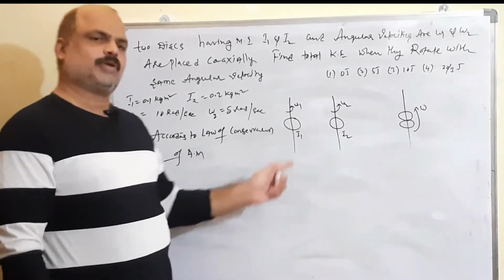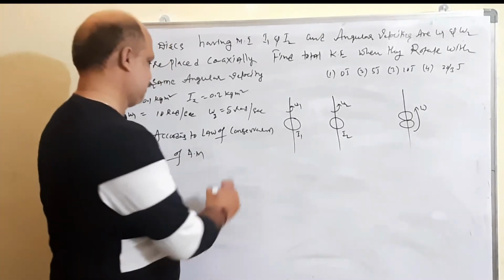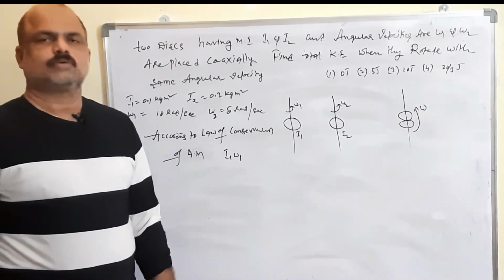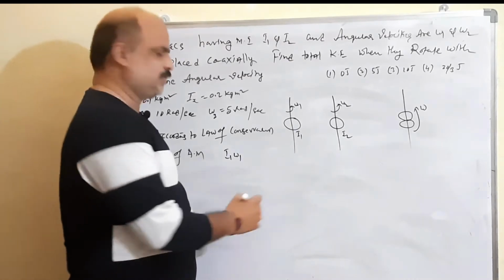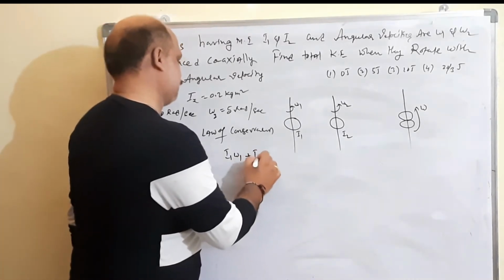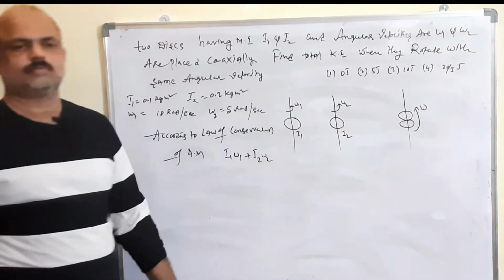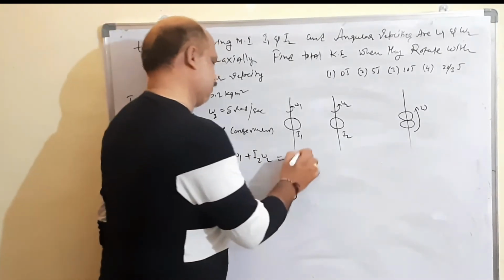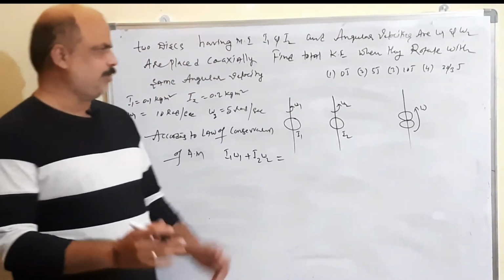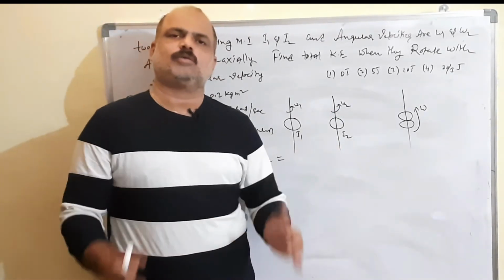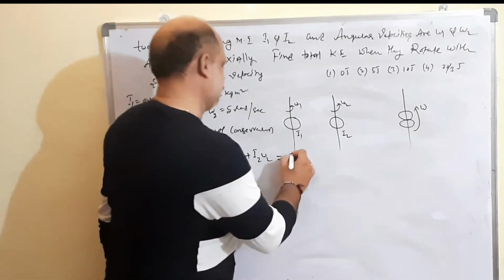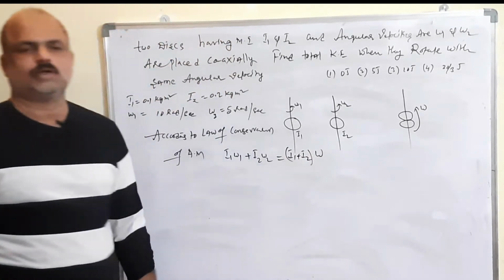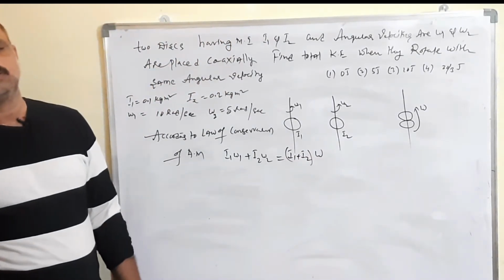what is the angular momentum of the first disk? I1 omega 1. What is the angular momentum of the second disk? I2 omega 2. That is equal to, when they are placed coaxially, the total moment of inertia I1 plus I2 into omega.